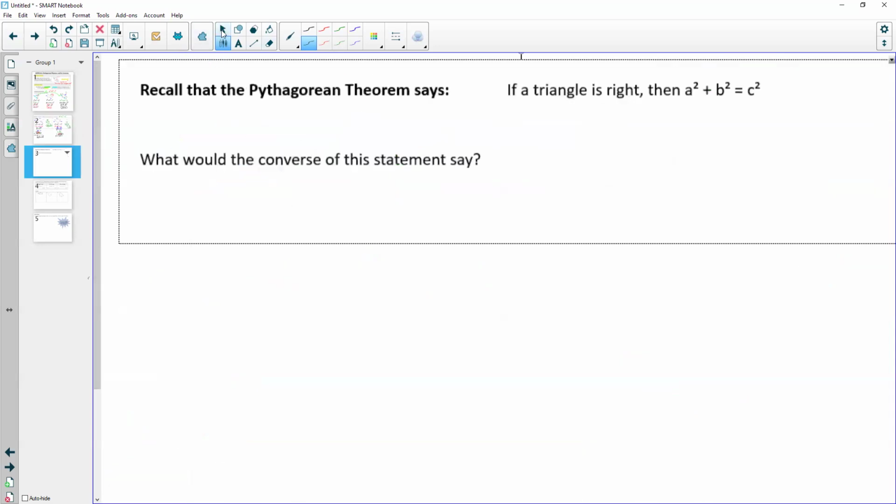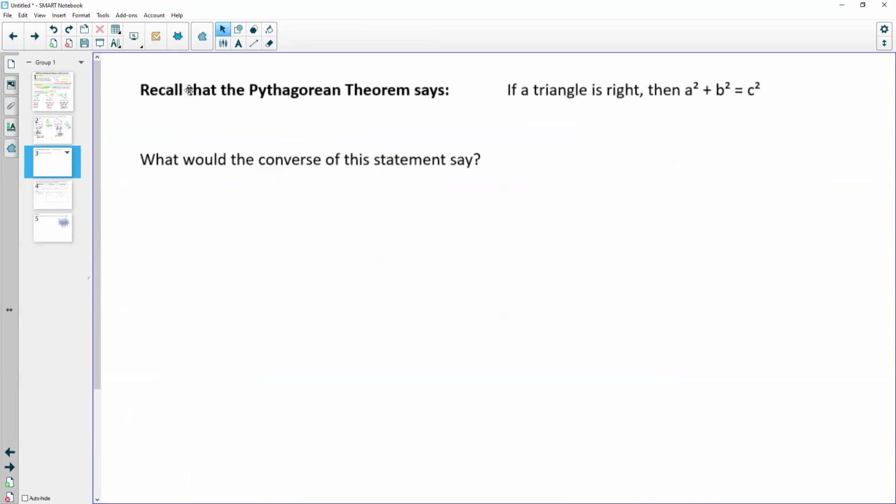The next section of the notes is just basically giving you a reminder what the Pythagorean theorem says. Okay? And for the Pythagorean theorem, it needs to be noted here that Pythagorean theorem only works for right triangles. So this basically says that if a triangle is right, then a squared plus b squared equals c squared, right? Now, what I want you to consider is what would the converse of this statement say? Remember that the converse goes back to our book project from the beginning of the year.